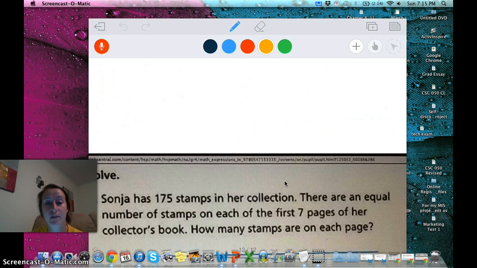Alright, the last thing you are going to do on your piece of paper that I've given to you is solve this word problem. Read the word problem carefully. Remember, you should read the word problem at least 3 times. The first time you're just reading it to make sure that you know all the words. Second time, look for the numbers. Third time, look for what operation you're going to do.